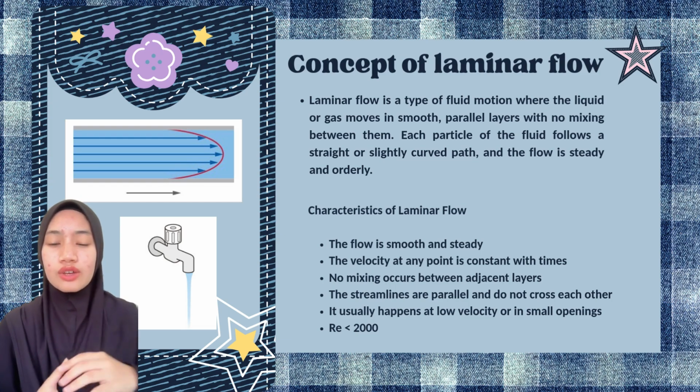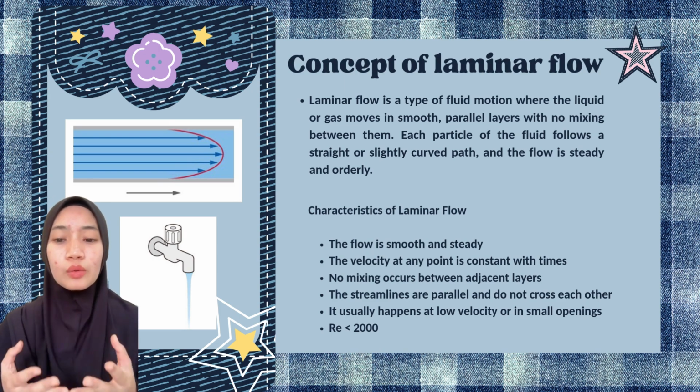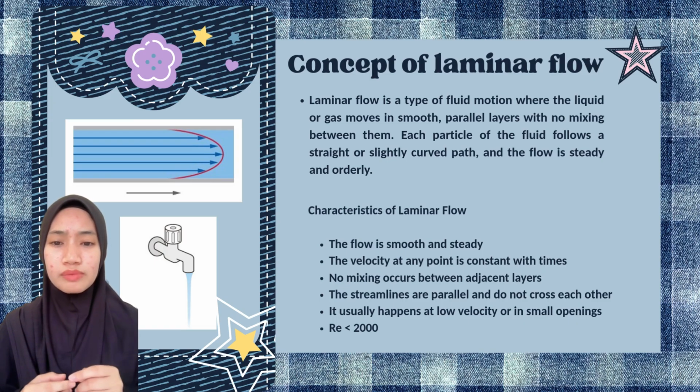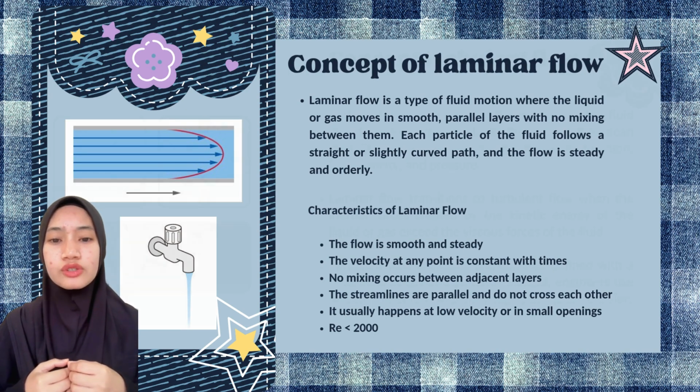So now let's talk about the Reynolds number. When the Reynolds number is below 2000, the flow is laminar, but when it is above 4000, the flow becomes turbulent. In our experiment, when the water flows slowly through the small hole, the Reynolds number is small, which means it is laminar flow. But when the water comes out faster, the Reynolds number increases and the flow becomes turbulent.